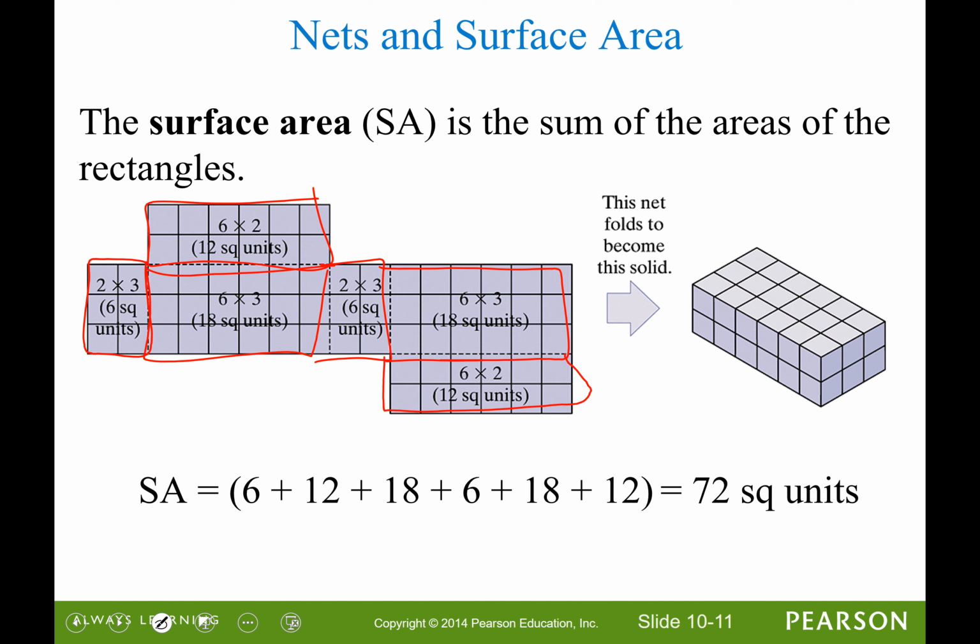So if we add all those up, 6, 12, 18, 6, 18, and 12 more, we get 72, which means that this shoebox right here has a surface area, just the outside, just like the cardboard portion of the shoebox, of 72 square units. And remember, that's not linear units. Square units are each of these little squares. It would take 72 of those to wrap your shoebox in wrapping paper, if you want to think about it that way.